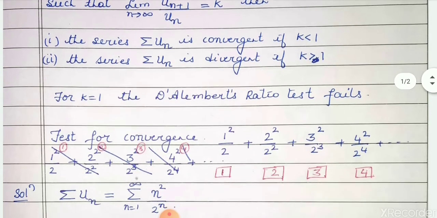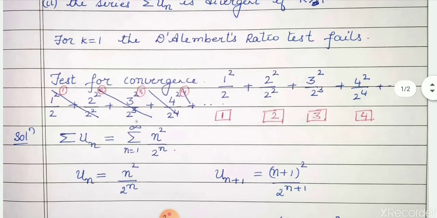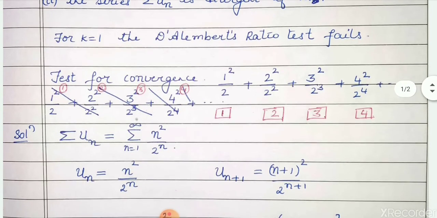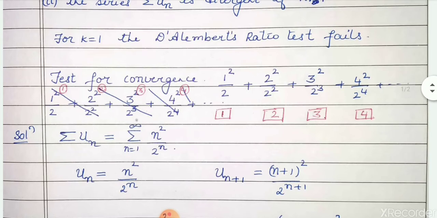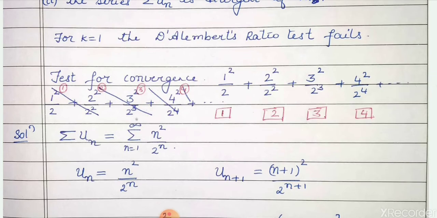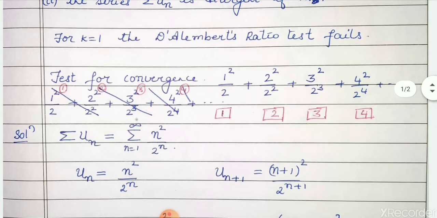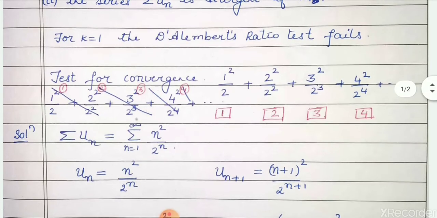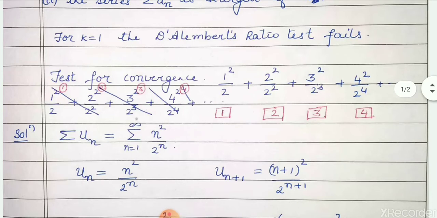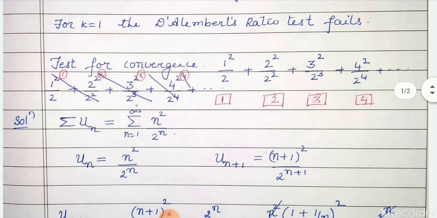Now we take the first example. Test for convergence 1 square by 2. That's the first term. I have mentioned it in red. 1, 2, 3 in this red is the term number. The second term is 2 raised to 2 divided by 2 raised to 2. Third term is 3 raised to 2 divided by 2 raised to 3. Fourth term is 4 raised to 2 divided by 2 raised to 4.